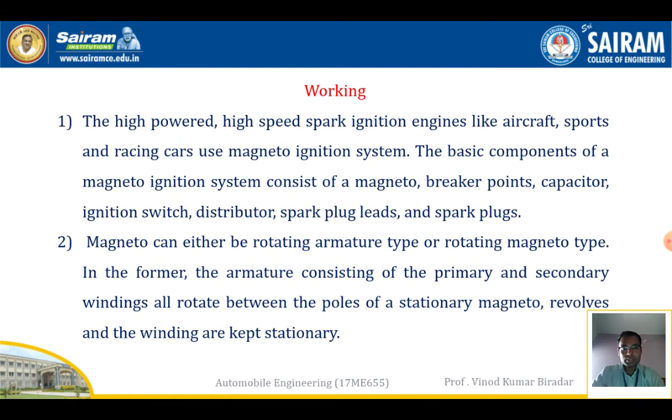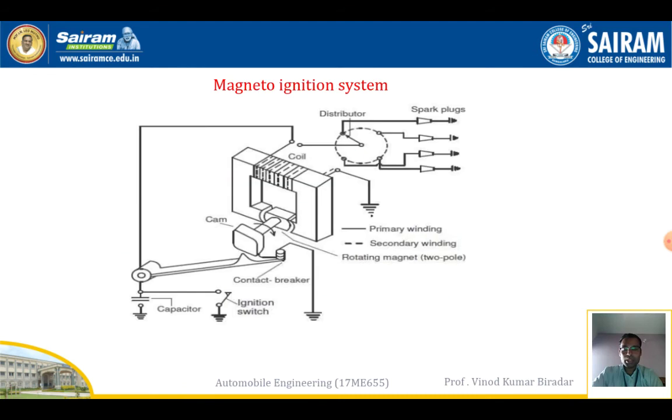This may be used in very high power, high speed spark ignition engines like aircraft, sports, and racing cars. All these vehicles use a magneto ignition system. The basic components of a magneto ignition system consist of the magneto. This is very important, you have to mention that the magneto is compulsory in the parts, along with breaker points, capacitor, ignition switch, distributor, spark plug leads, and spark plug. The magneto can be either of the armature type or the rotating type.